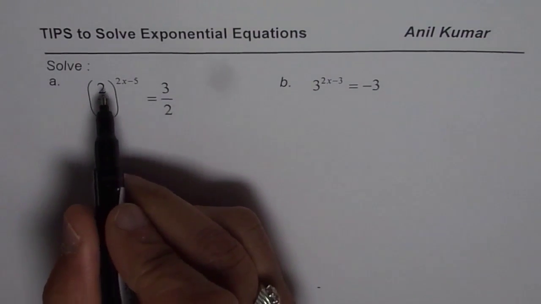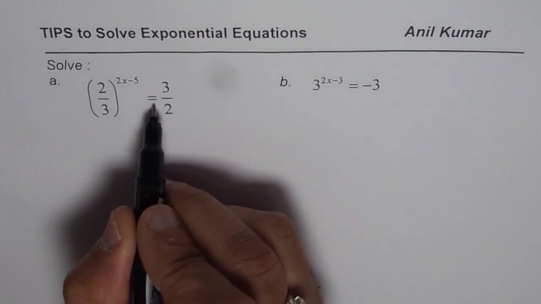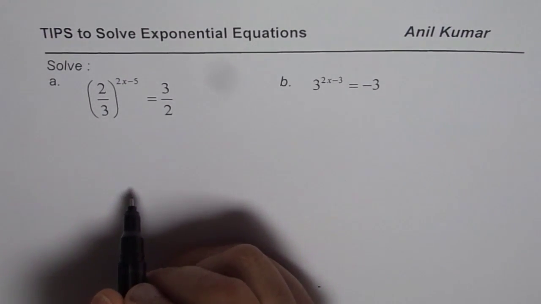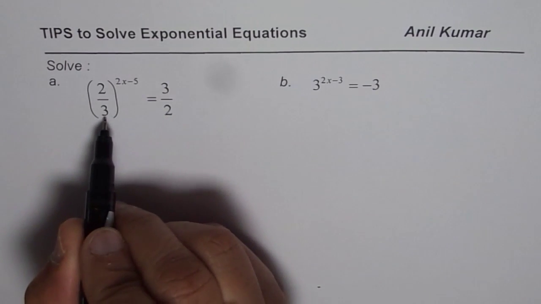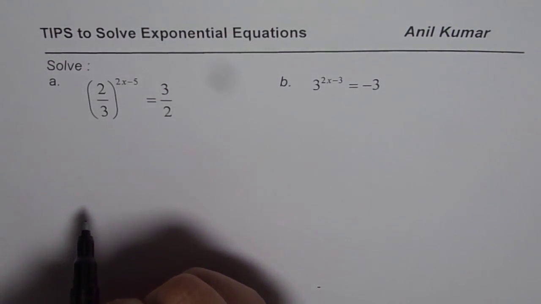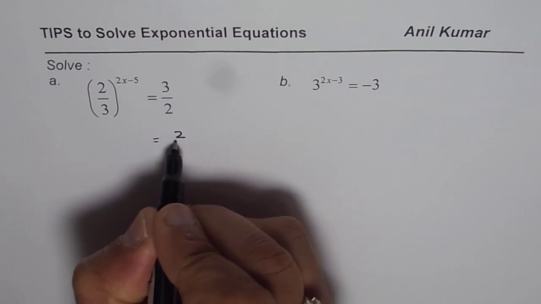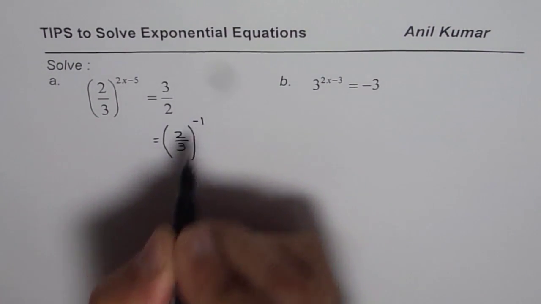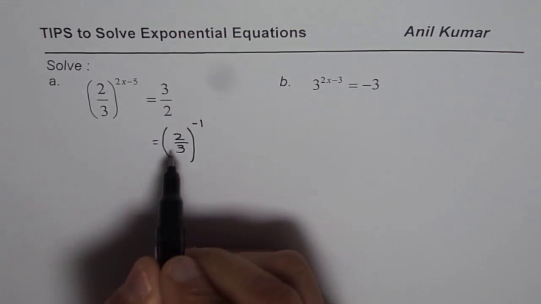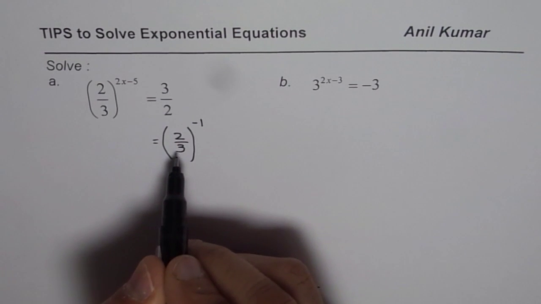The first one here is (2/3)^(2x-5) equals 3/2. We should actually write the right hand side with the same base as on the left. How can we do so? Well, we can write this as (2/3) to the power of minus 1, right? So that minus makes it reciprocal and we get the same base. So that is the trick involved here, right?